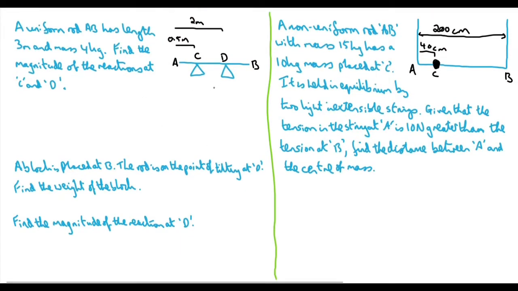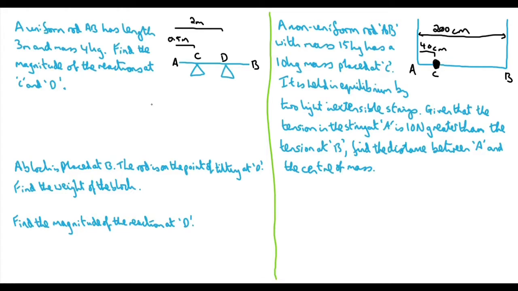We have, for instance, in this first example, a uniform rod AB has length 3 meters and a mass of 4 kilograms. Find the magnitude of the reactions at C and D. Well, this first example actually isn't mentioning tilting. The tilting is going to come a little bit later. First of all, this is actually just your usual state of equilibrium.